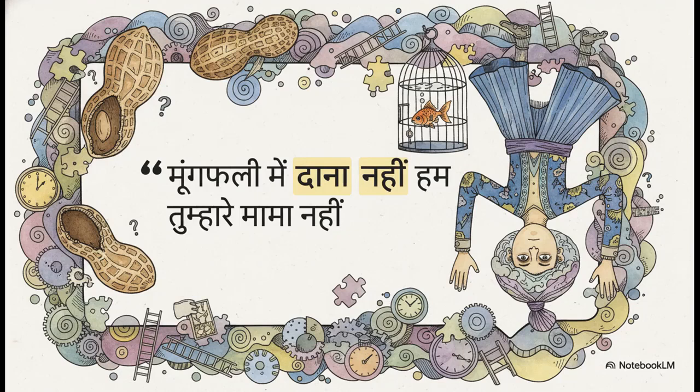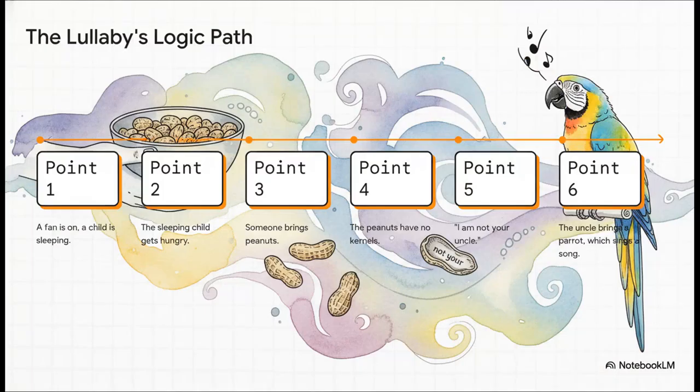This one line right here is the key to the whole thing. It makes zero logical sense, right? And that's exactly the point. This lullaby works on a kind of dream logic, where one weird thought just sort of melts into the next one. Just look at this bizarre sequence of events.